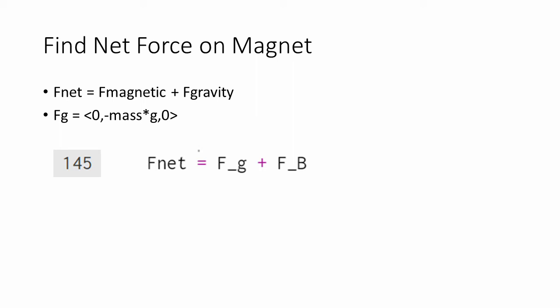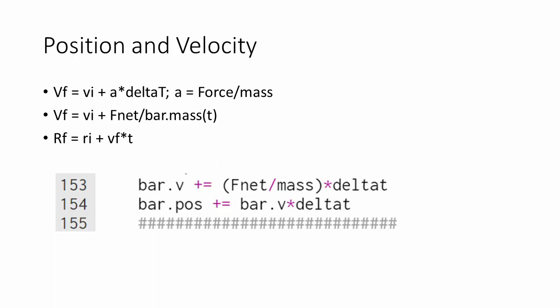Next, we have to find the net force on the magnet. So we're going to add all the forces that are exerting on the magnet, which is the magnetic force, which we just found, and the gravitational force, which is simply going to be the mass times the acceleration of gravity going in the negative y direction. When we add those two forces up, we get the net force. Now we have the net force, we can use that to calculate the acceleration and find equations for the velocity and the position of the magnet as it falls.